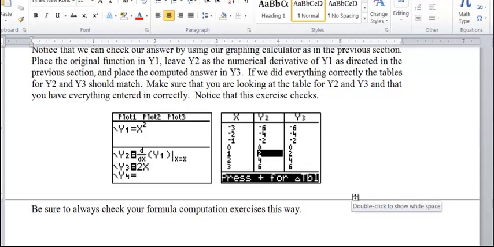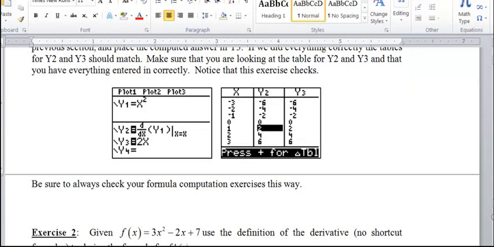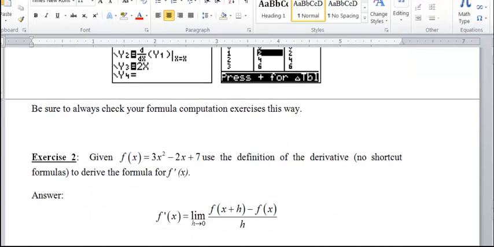So you can always check your derivative formulas this way with the TI-84 or TI-83. It won't compute the derivative formula for you. A TI-Inspire CAS, for example, or a TI-89 would do that. But you can do this on a TI-Inspire non-CAS, a TI-83, a TI-82, TI-84, for example. All of those you can check your derivative problems this way. Okay, let's do another example.